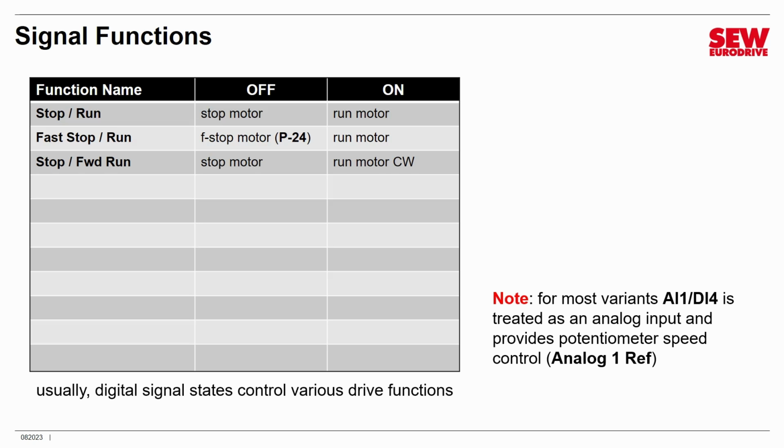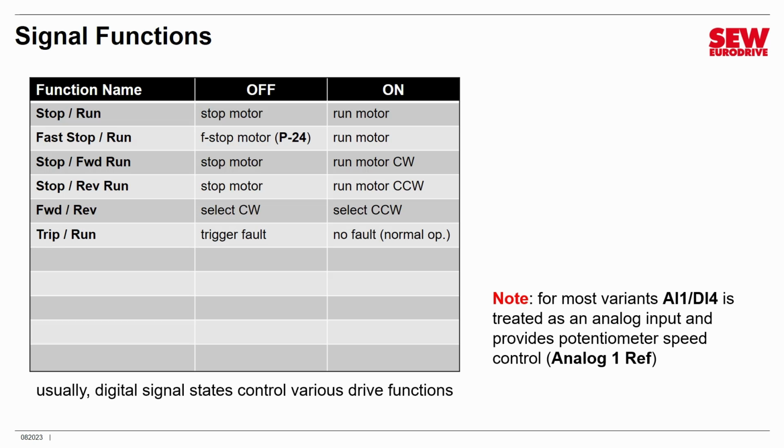Another signal is called stop forward run. When it's off, the motor stops, and when it's on, the motor runs in the clockwise direction. So this is kind of a combination of start, stop, and direction control. There is a counterpart to this called stop reverse run. Does pretty much the same thing, except it runs the motor counterclockwise when it's on. Alternatively, you can use a digital signal just to pick direction, forward, reverse, that selects clockwise or counterclockwise rotation, depending upon whether it's off or on.